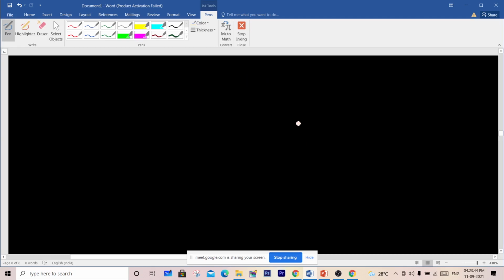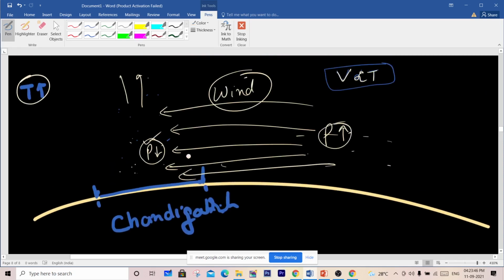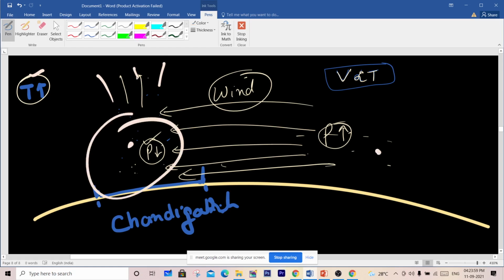The same way it happens here also. When the temperature is high, the air of my region, my city, has expanded. It occupies more volume in the sky, and here the pressure drops. In another region, the pressure of the air is high. So the gas moves from the region of high pressure to low pressure. Am I clear? All right.